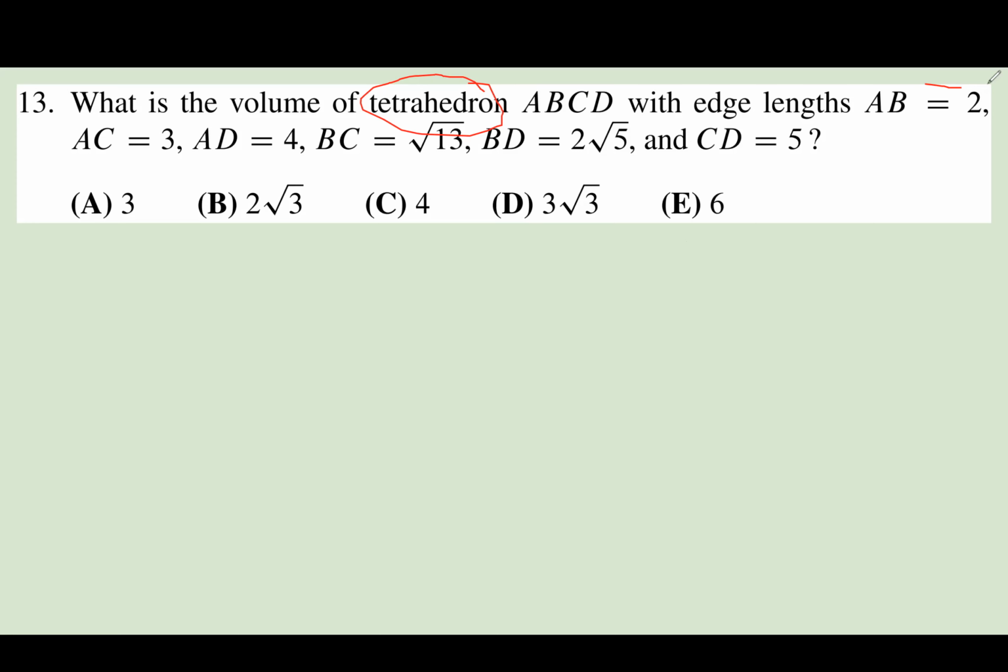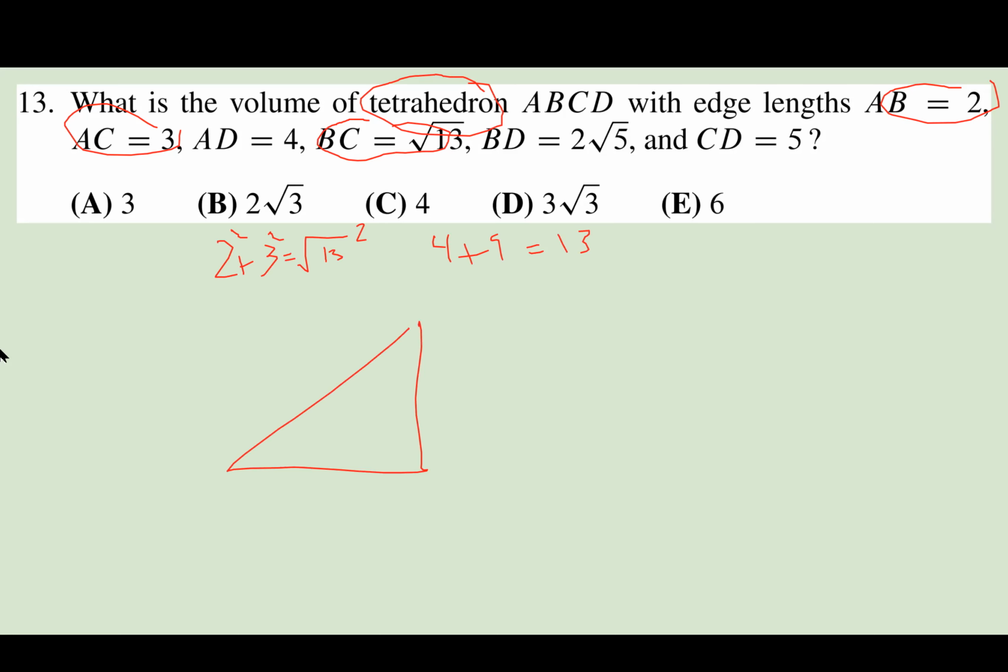So if you look at AB is 2, AC is 3, and BC is root 13. 2, 3, root 13 is a Pythagorean triple because 2 squared plus 3 squared equals root 13 squared. 4 plus 9 equals 13. So that means we have a right triangle there. So if I draw a triangle, I'll make this BC and this is A. This is 3, 2, root 13. This is a right triangle, right?